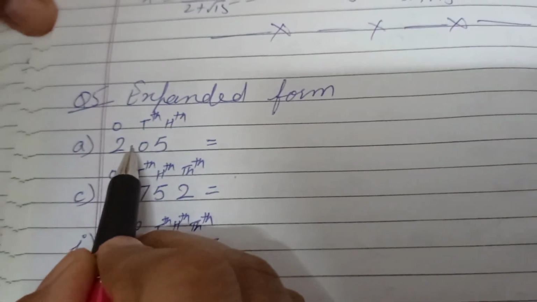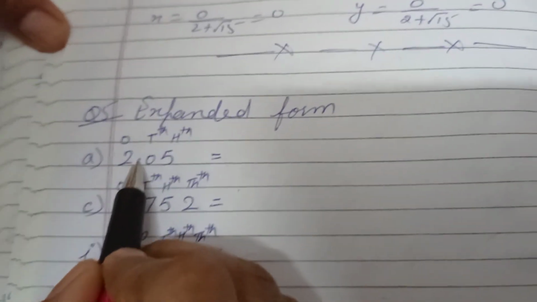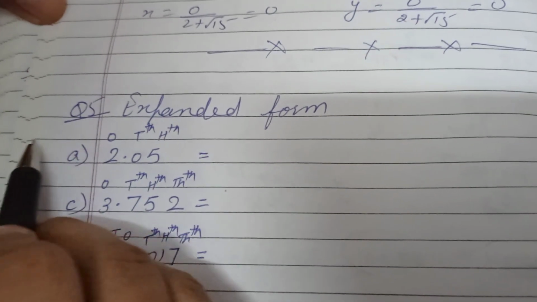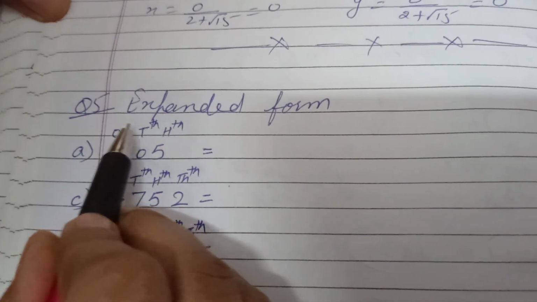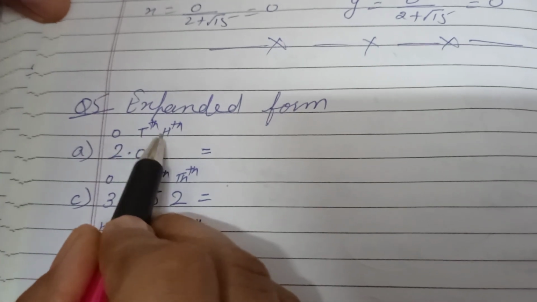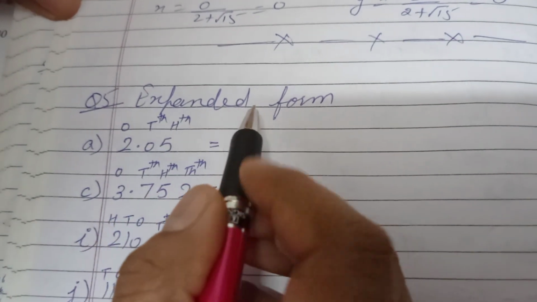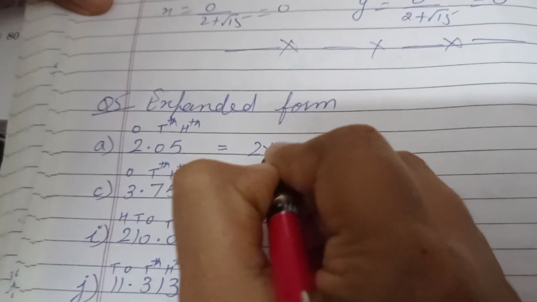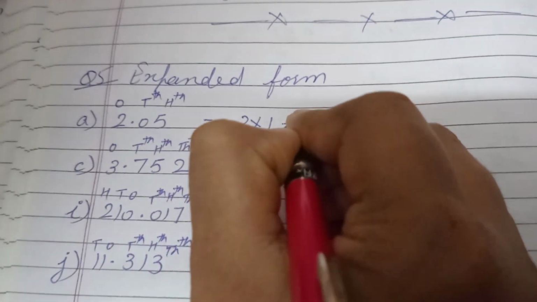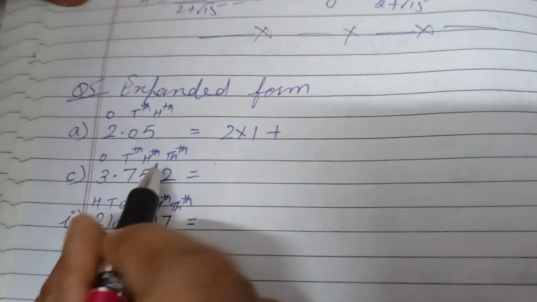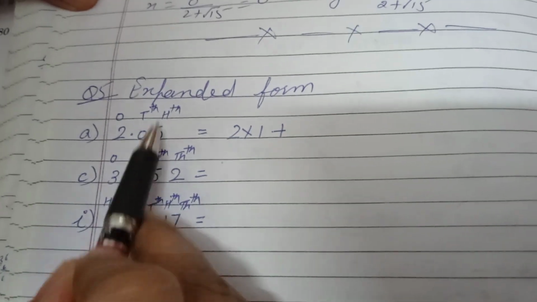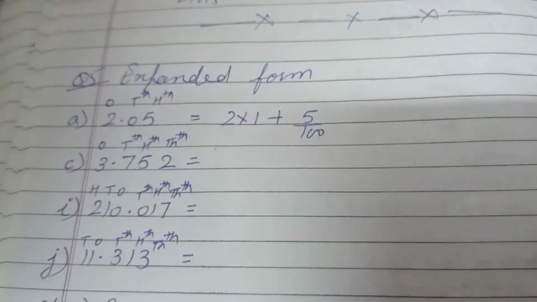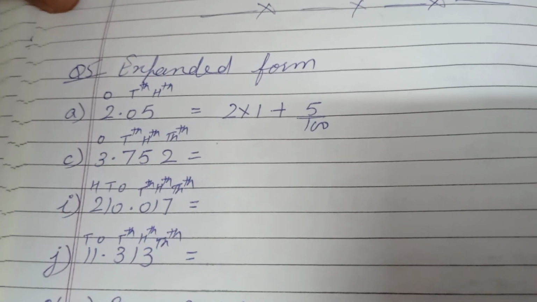So, children, your first step is to write the place values. Before the decimal, how to write the place value? Ones, tens, hundreds, thousands. After the decimal, tenths, then hundredths, then thousandths, ten-thousandths. As 2 is on the ones place, before the decimal we multiply, plus 0 doesn't have any value, so leave it. Then 5 is on which place? Hundredths. So how will it be written? 5 by 100. This is the expanded form.